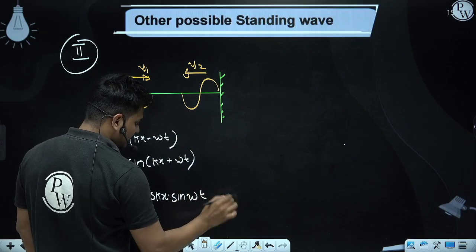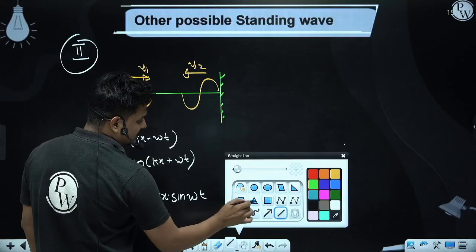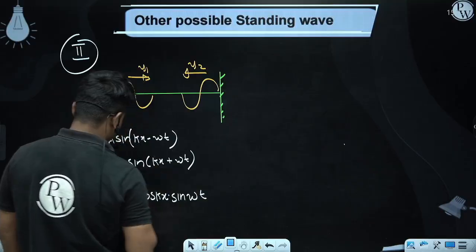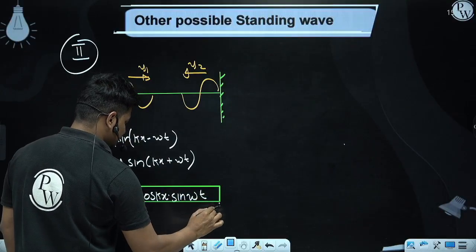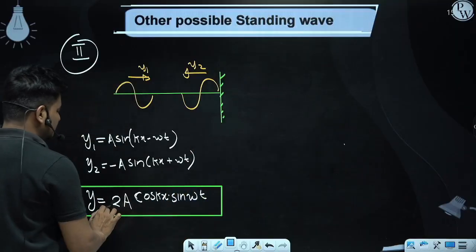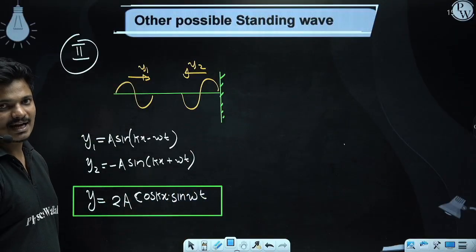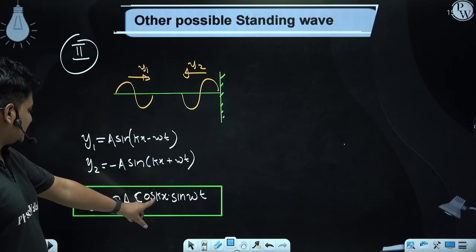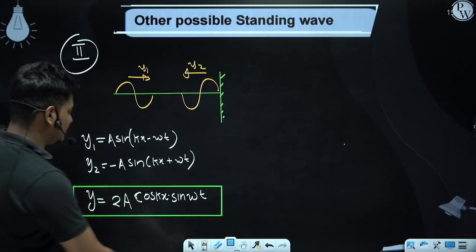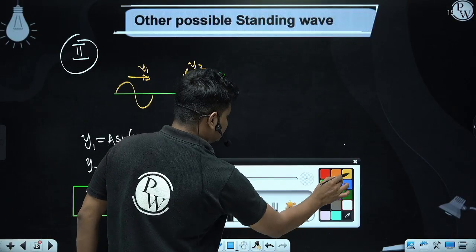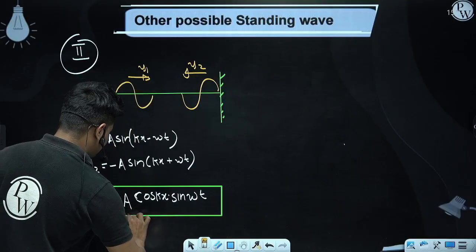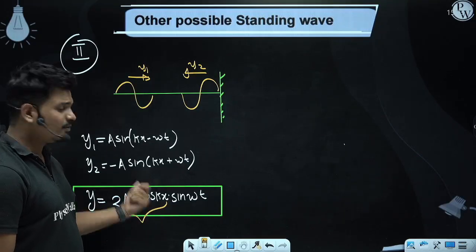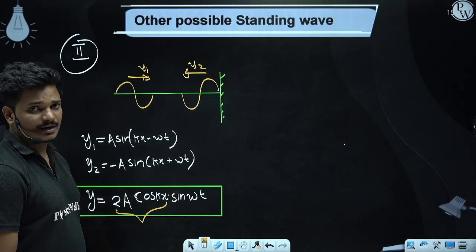Do you remember our previous expression? There is a small difference between them. So this is another possible expression, and I am going to draw this one. Here, 2a cos kx, what is that? This is actually the amplitude of this wave, and then sin omega t.